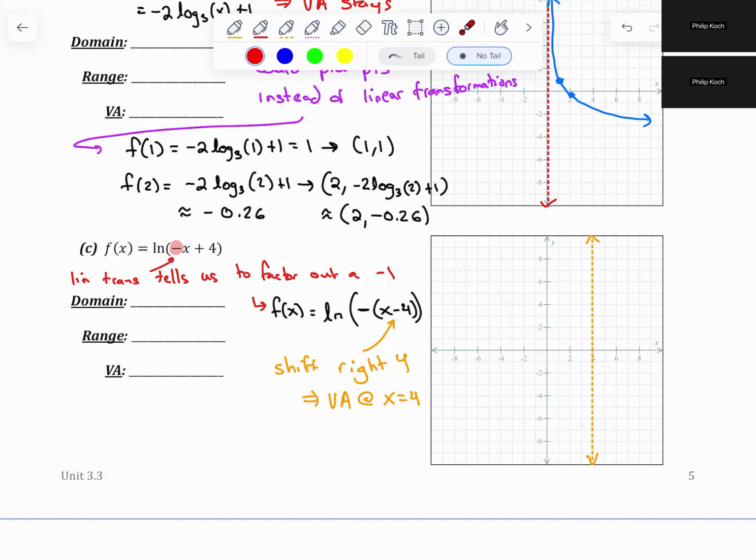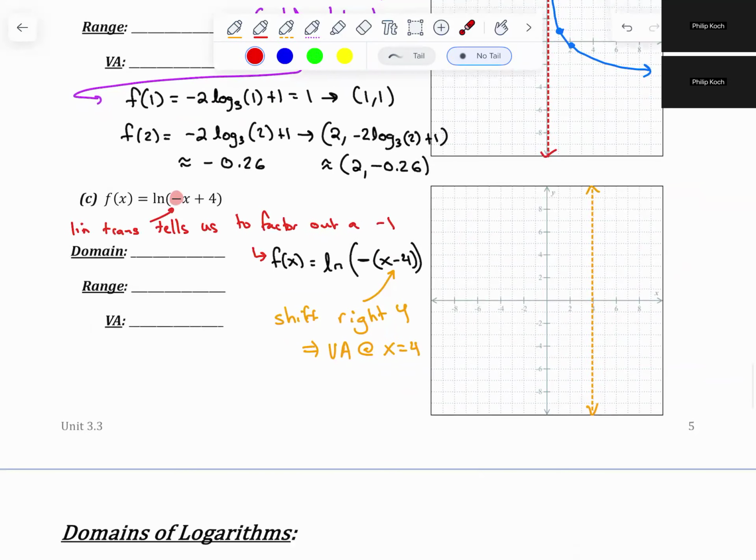Now, that being said, you could just plug in values. If you try natural log of, like, if you plug in 6, you'll see that you get a domain error, a math error. So keep trying more and more values to the right of it, and you'll keep getting a domain error. So then you need to try ones to the left of it. And you should find some values.